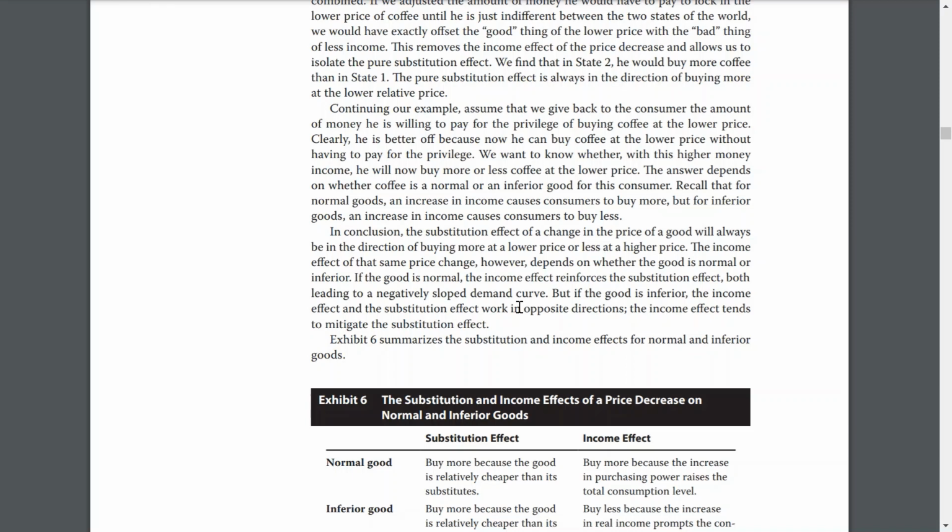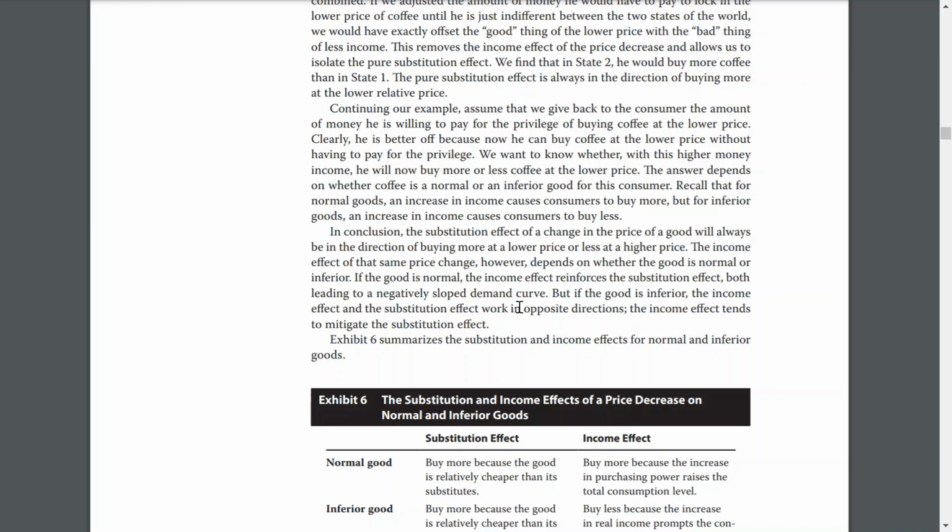Clearly, he is better off because he now can buy coffee at a lower price without having to pay for the privilege. We want to know whether with a higher money income, he will now buy more or less coffee at the lower price. The answer depends on whether coffee is a normal or inferior good for this consumer. Recall that for normal goods, an increase in income causes consumers to buy more, but for inferior goods, an increase in income causes consumers to buy less.